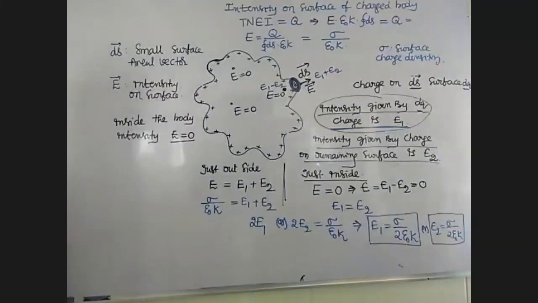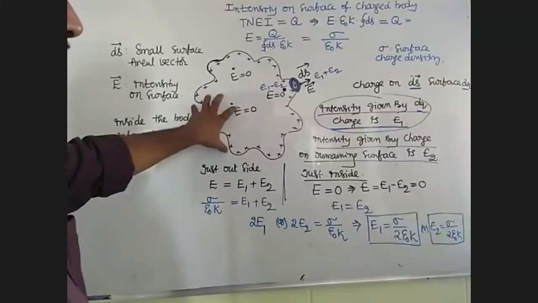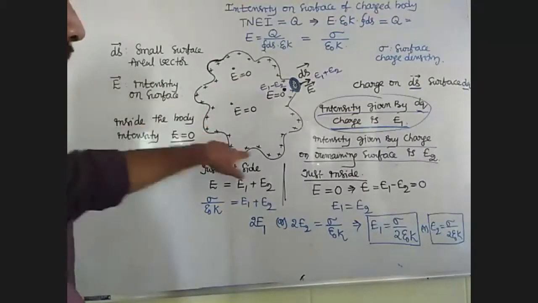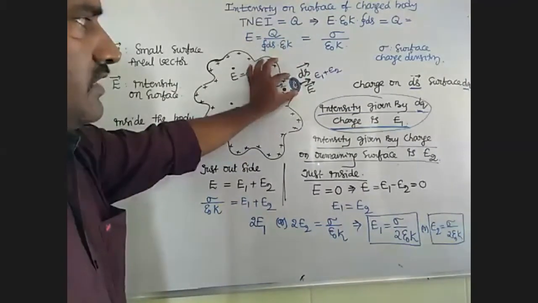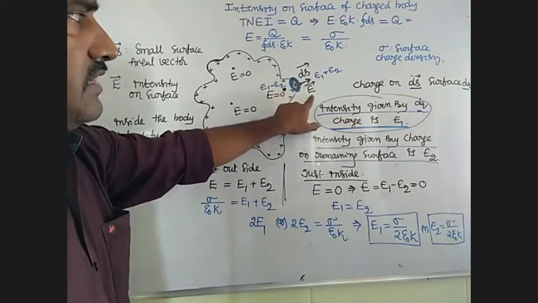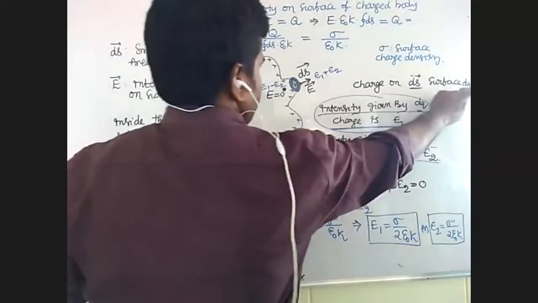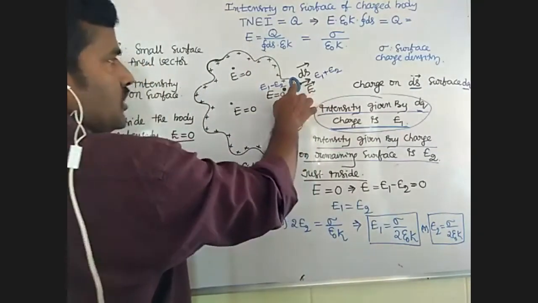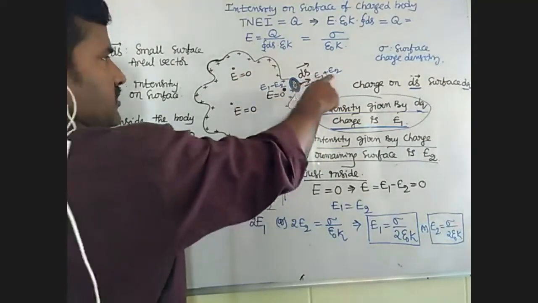Very simple. We consider that the total charge is accumulated on the surface. We consider one small area, ds. On this ds surface the intensity is E, and the charge is dq. This dq charge provides intensity E1, and the remaining charge provides intensity E2.